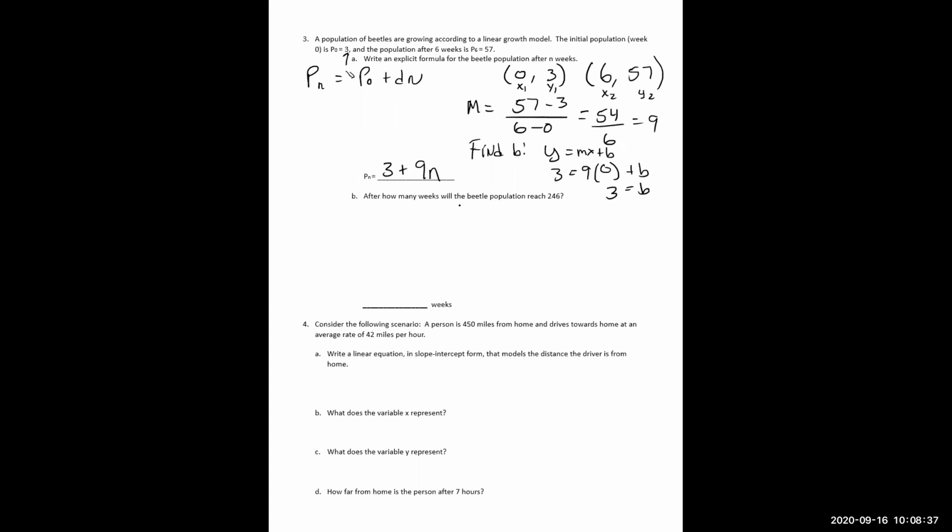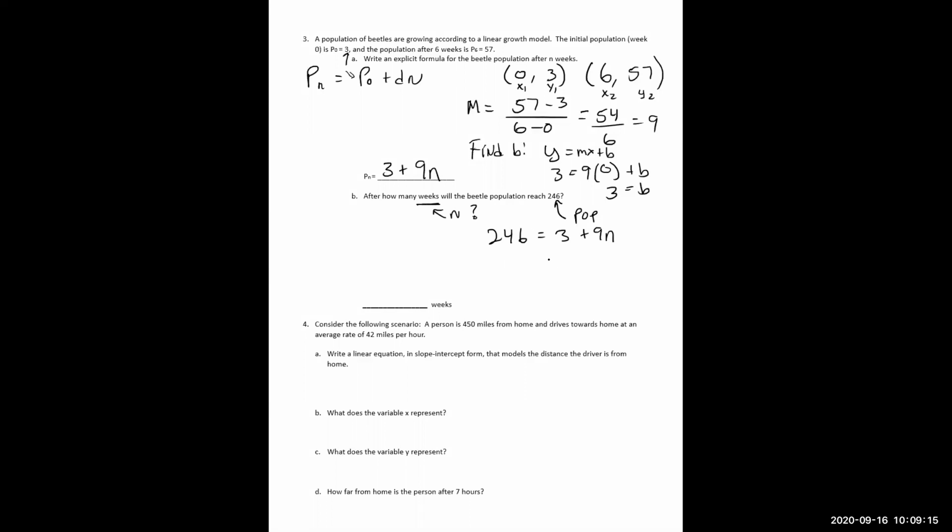So part B, after how many weeks will the beetle population reach 246? This is a population, which is an output. This is weeks, which is n, which is what we don't know. So we have a population P of 246 is equal to 3 plus 9n. We want to solve for the number of weeks here. So go ahead and solve that equation and come back in a moment and check your answer.